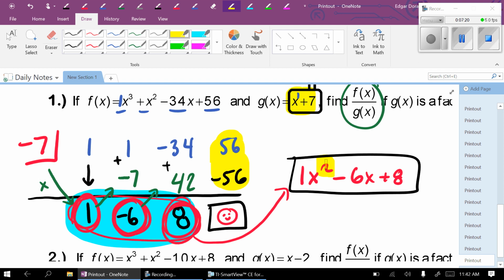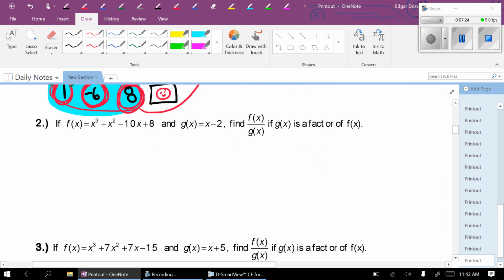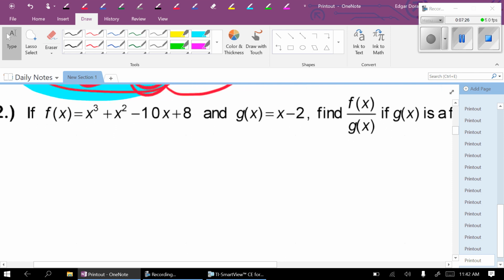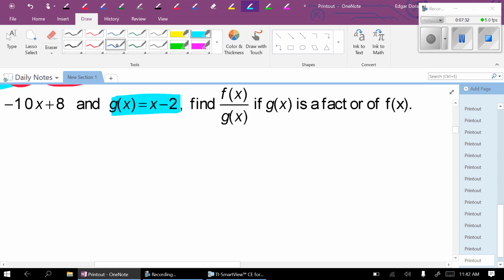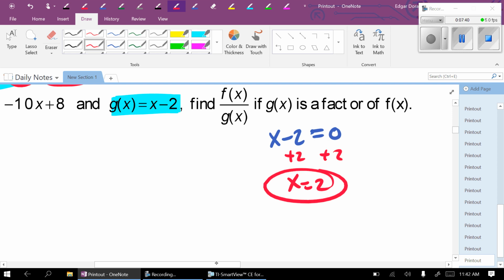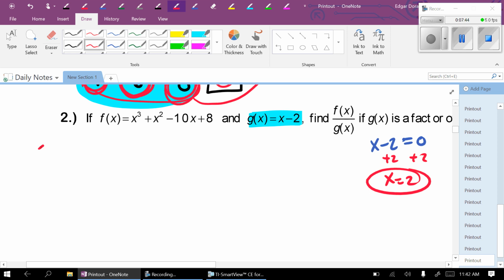So let's go ahead and try one more, and then I'm going to let you guys try one on your own, okay? But remember, the first thing you have to do, like on problem number 2, is set this g of x equal to 0 so we know what our box number is. I'm going to do that. X minus 2 equals 0. So I'm going to add 2 to both sides. I'm going to get x equals 2. So that is my box number. I'm going to go ahead and rewrite that number right here. That's where that box number is coming from.